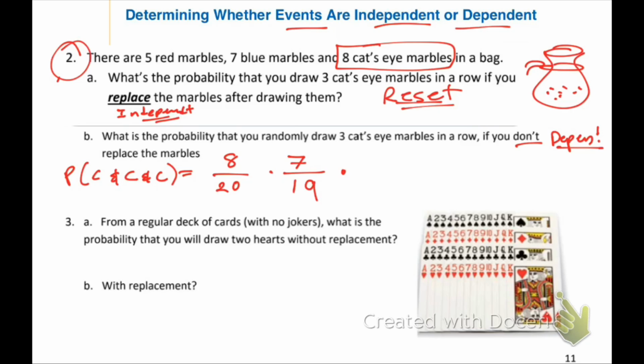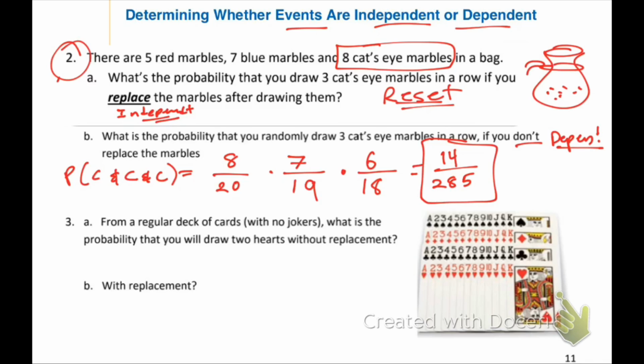What's the probability that I pull a third? Well, how many cat's eye marbles are left, assuming I pulled the first 2? Well, 6 out of 18. Then I'm just going to multiply them all together, and that is going to give me 14 over 285 after reducing. So that's the probability that you pull 3 cat's eye marbles in a row if you do not replace them. So all you do is just reduce it by 1.